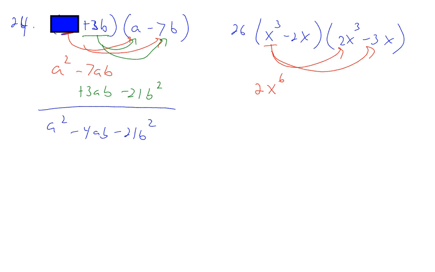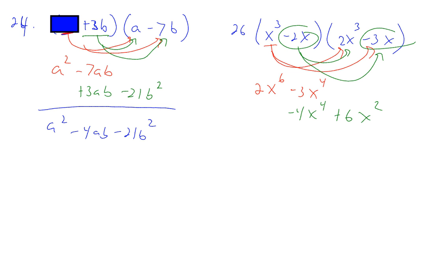Second time when you distribute the x cubed, you get a negative 3x cubed times x, which is x to the 4th. Now I'll distribute the negative 2x. Negative 2 times negative 2 is a negative 4. X times x cubed is x to the 4th. Negative 4x to the 4th. I'll put it in the x to the 4th column. Last distribution, negative 2x. So negative 2 times negative 3 is a positive 6. X times x is x squared. And you end up with 2x to the 6th minus 7x to the 4th plus 6x squared. How many had that? Okay, so you're just distributing, adding like terms. Okay, any questions on that?